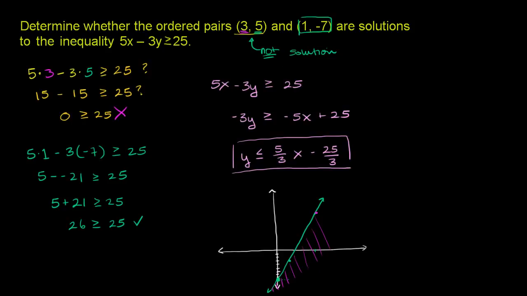We saw that (3, 5) is not part of the solution. So (3, 5) is right above here, in this region above the line, and notice, not part of the solution. And then (1, -7) is going to be right over here. It's almost on the line, but it is at least within this solution area. So hopefully that gives you a little bit more sense of how to visualize these things, and we'll cover this in more detail in future videos.